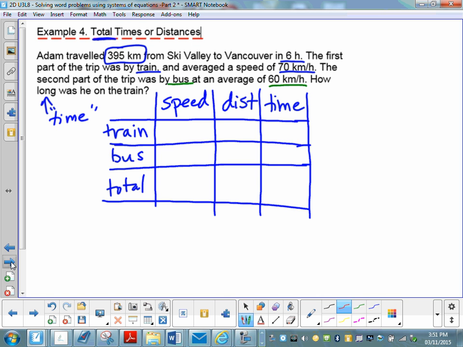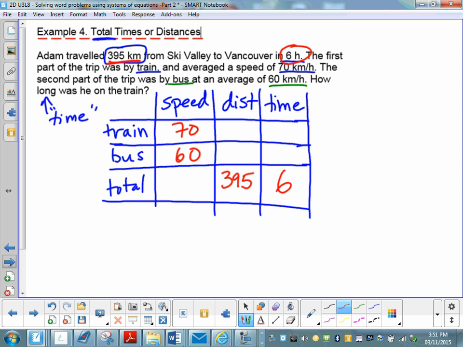Let's see. The speed on the train was 70 kilometers an hour. So I'm going to put 70 here for the speed of the train. The speed of the bus was 60 kilometers an hour, so that can go there. The total distance traveled is the 395. So that 395 can actually go here. And the total time is 6 hours. That's going to go here.